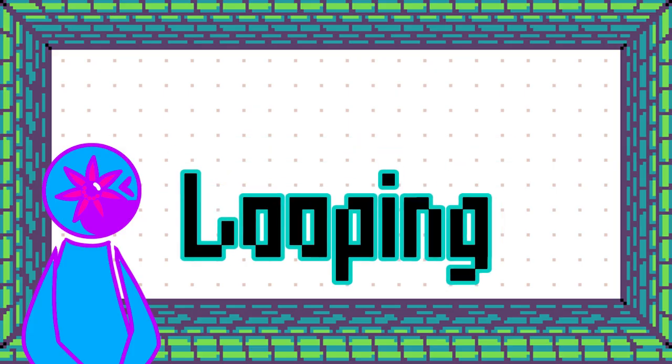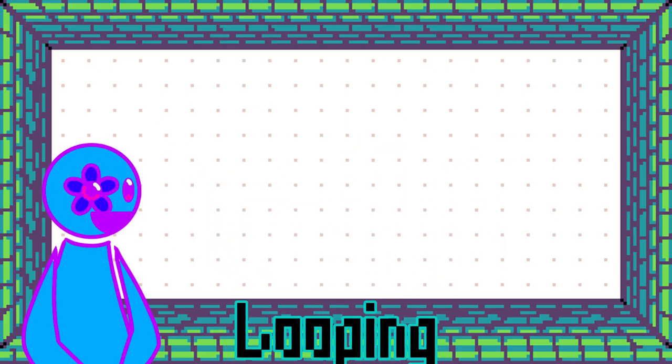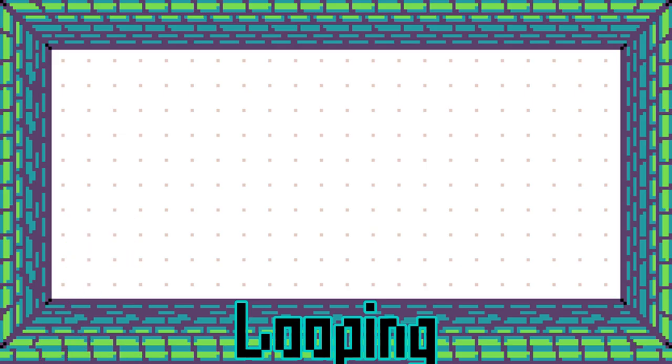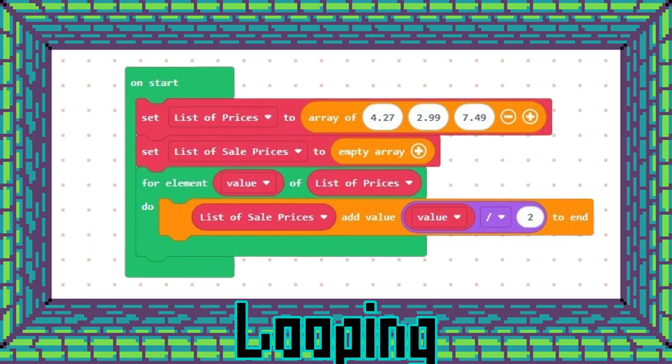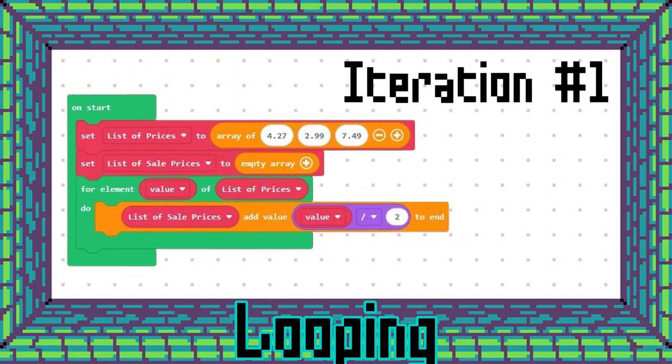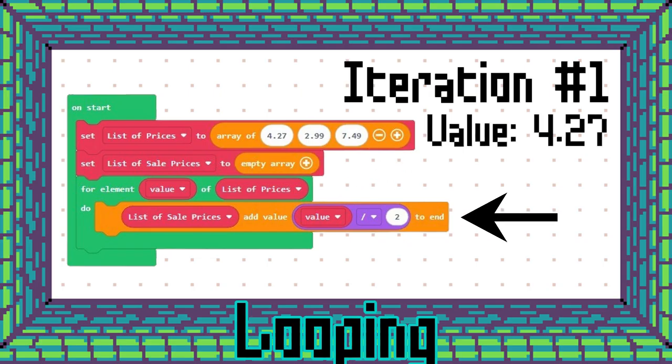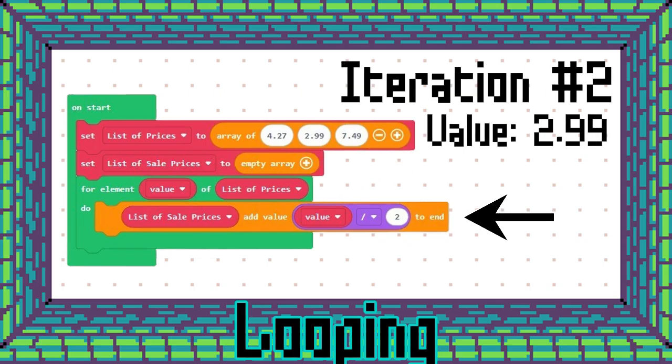You want to know the real secret of ARRAYS? The real reason you'll see every advanced user singing their praises and spreading the word? Their true power comes when they team up with a for loop. For each iteration of the loop, that's every time it repeats, the for loop will grab one value of the array and let you run some operation on it, like doubling all of your prices.